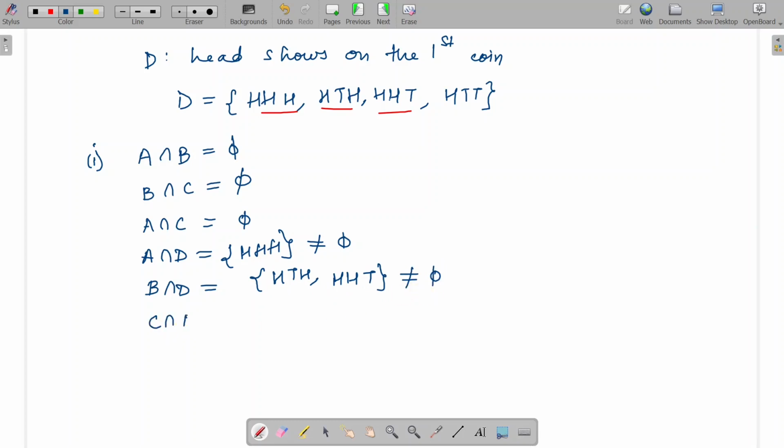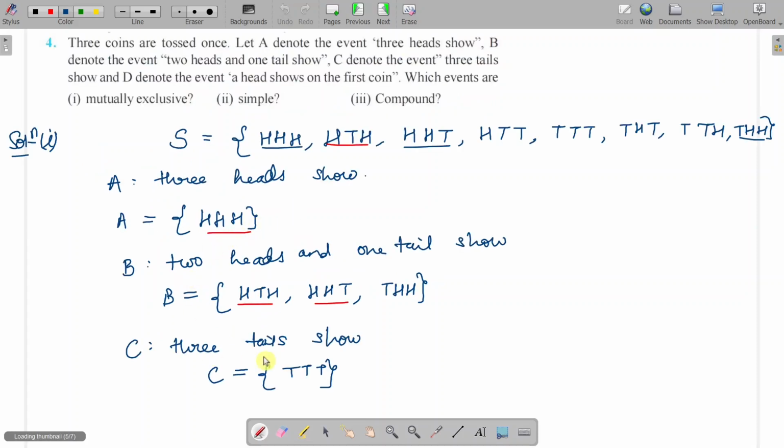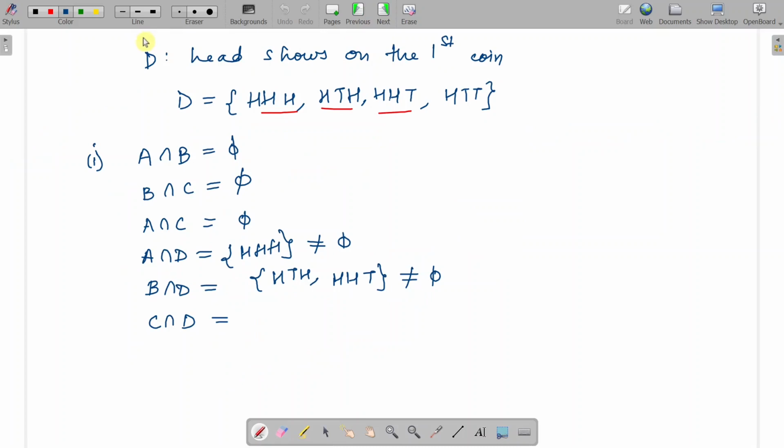Now let us look at C intersection D. This is the last pair we have to look at. So C intersection D is what? There is no common point, right? So what you can say is, from here A intersection B is empty set. A and B are mutually exclusive. Then B and C are mutually exclusive. C and A are mutually exclusive, and C and D are mutually exclusive, okay.